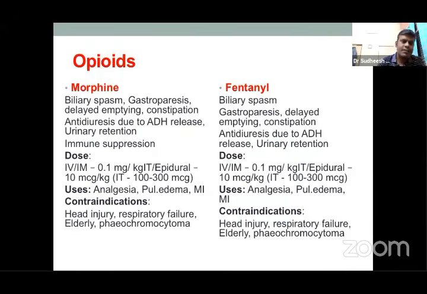This is because the drug is not lipophilic, so it will stay in the CSF or in the epidural space for a longer time until it is cleared. Therefore, you have to use a smaller dose of morphine epidurally or intrathecally when compared to the IV dose.